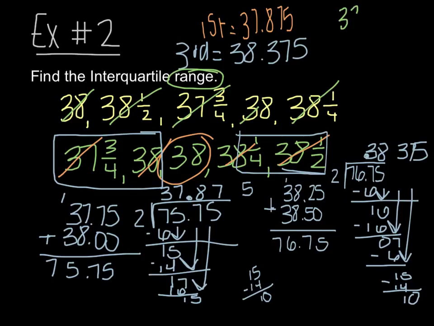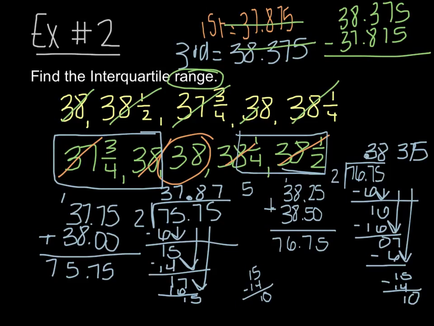So we have 38 375 thousandths right here, minus 37 875 thousandths. And then we just subtract like we normally would. Bring your decimal straight down. So when we take away those zeros, we don't really need those zeros on the end. Our answer is 5/10.